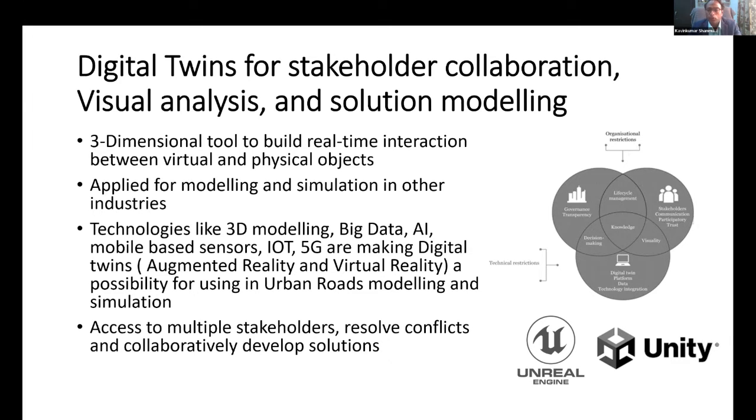So digital twins also enable stakeholder collaboration. You can have your users, your governance people, and engineers on one platform, collaboratively working on a solution. It's something fantastic which is going to open up, and it is going to transform how we do our design. Design that follows old codes will be revolutionized, and we will work on real-time projects and generate real-time solutions. This is the power of digital twins.